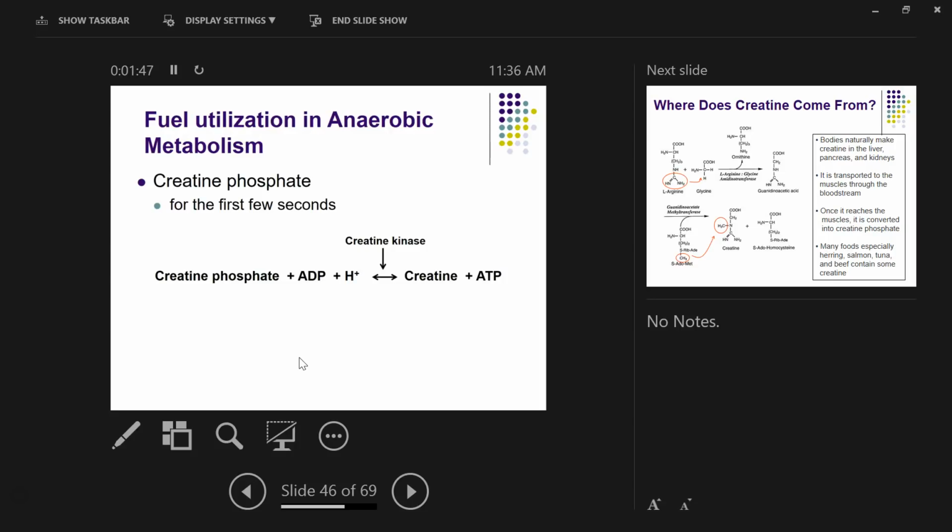Creatine phosphate is usually used for the first few seconds. This is the equation for how creatine phosphate breaks down and releases ATP. It's a very quick process. The enzyme called creatine kinase dephosphorylates it, removing the phosphate and adding it to ADP to make ATP. It's a very quick reaction.